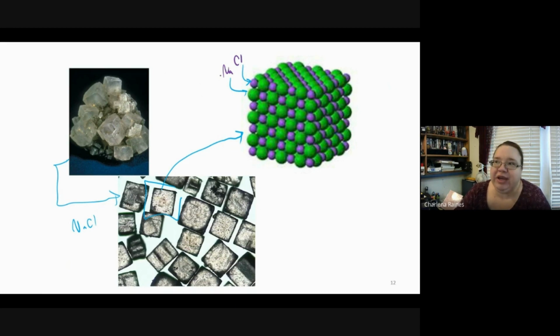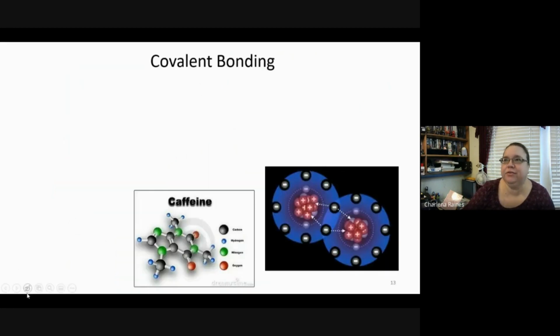So that chlorine atom is smaller than the sodium atom. Our ions have similar patterns.